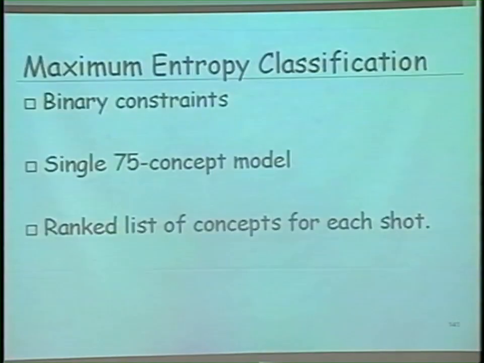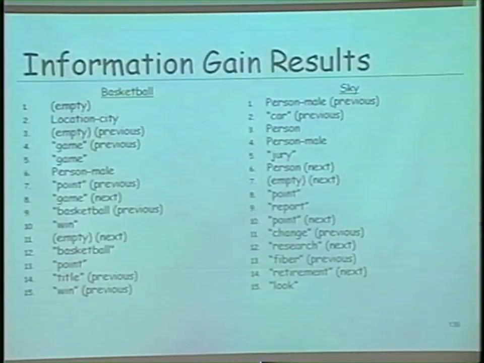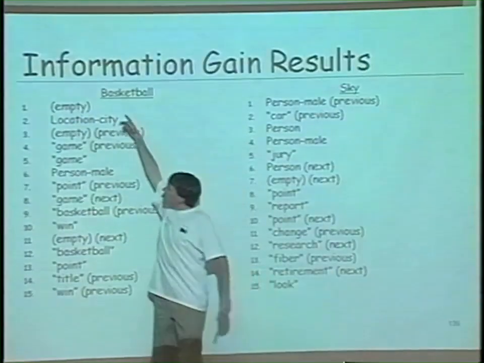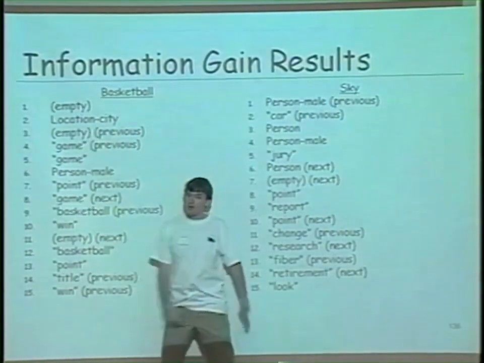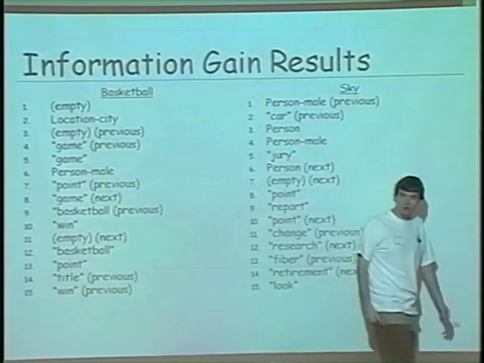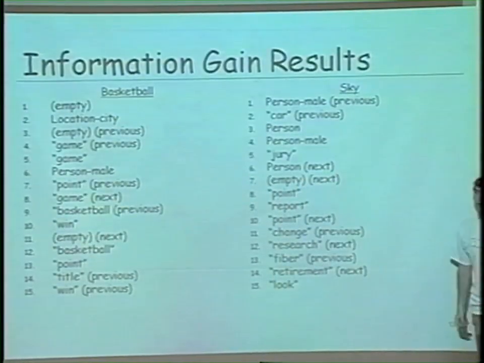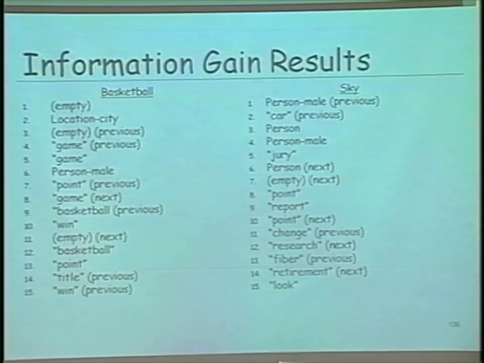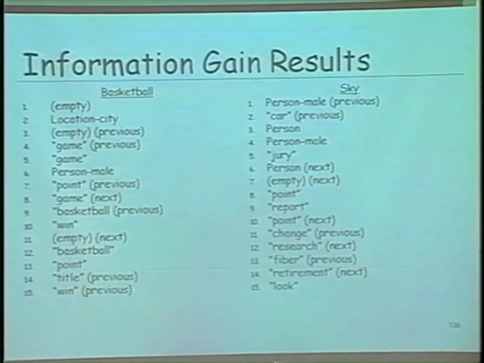As you'll notice, we have empty as a predictor. Here, empty is either a very good or a very bad predictor for basketball. There are actually a lot of shots where there are only a few words, or no words at all, if the shot detector was tricked. I'm sorry, what does empty mean? Empty means there were no words in the shot.